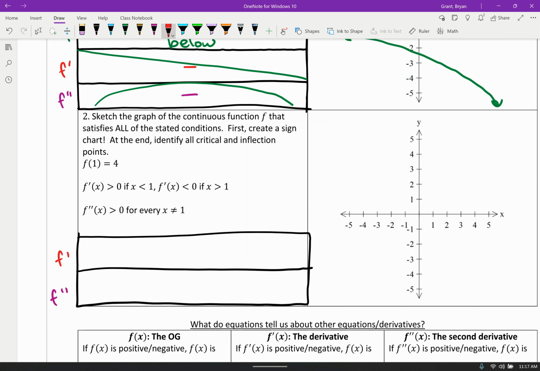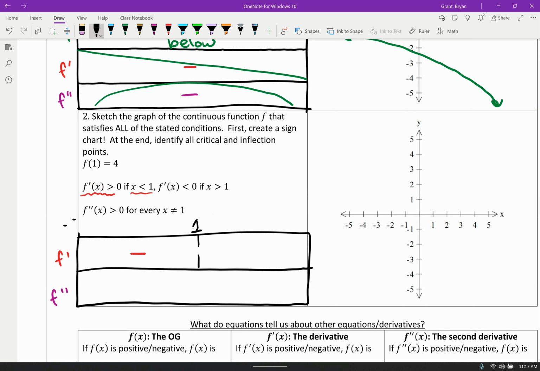Well, I'll continue with F prime in red. We know that F prime of x is less than 0 if x is less than 1. So I think 1 is pretty important. I actually see 1 a bunch here. So I don't actually know what happens at 1, but I do know that F prime is greater than 0 for x is less than 1.